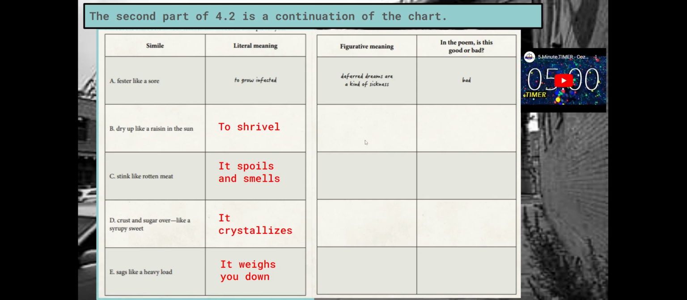All right, so let's take a look. "Dried up like a raisin in the sun." We said the literal meaning was to shrivel. This means your dreams shrivel if you don't follow them. They kind of get old, they kind of wilt. So this would be a bad example.